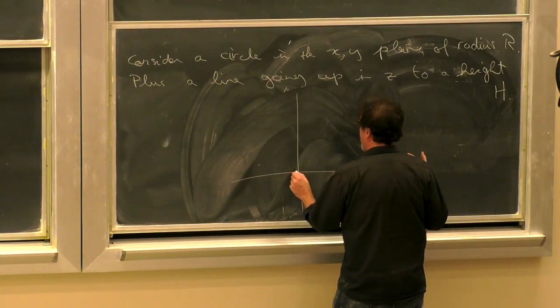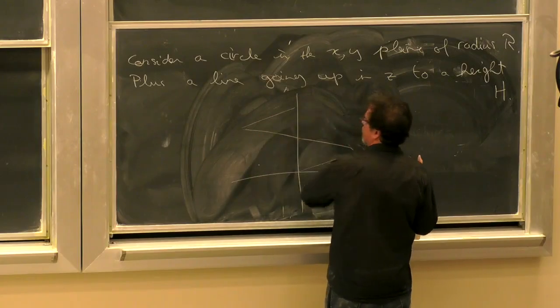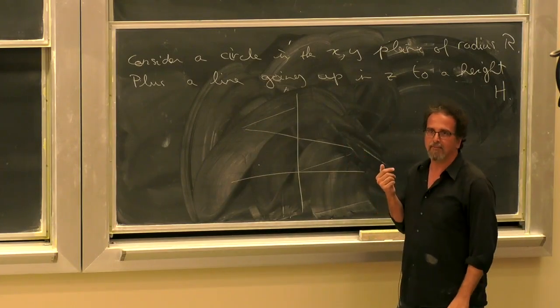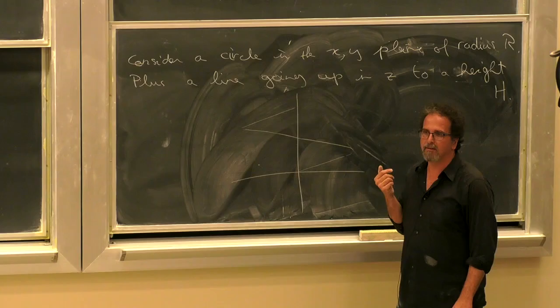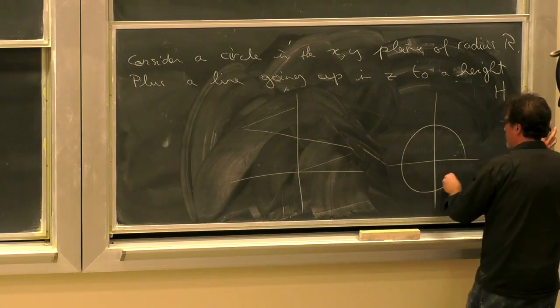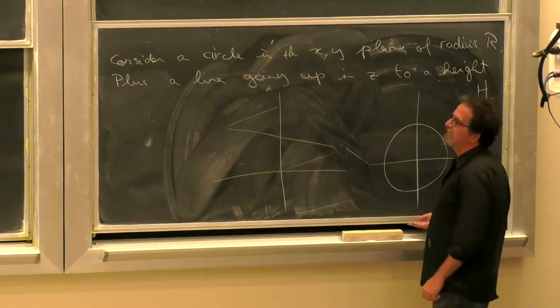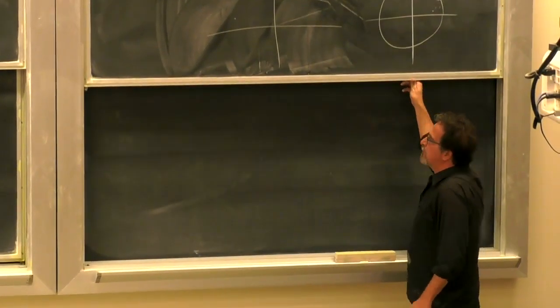This is looking along the x-axis. It looks like this. There you go, thanks. We'll do it that way, okay? And then from above, it looks like that. Okay, the point is, it goes around once in the xy plane, and it goes up to h.